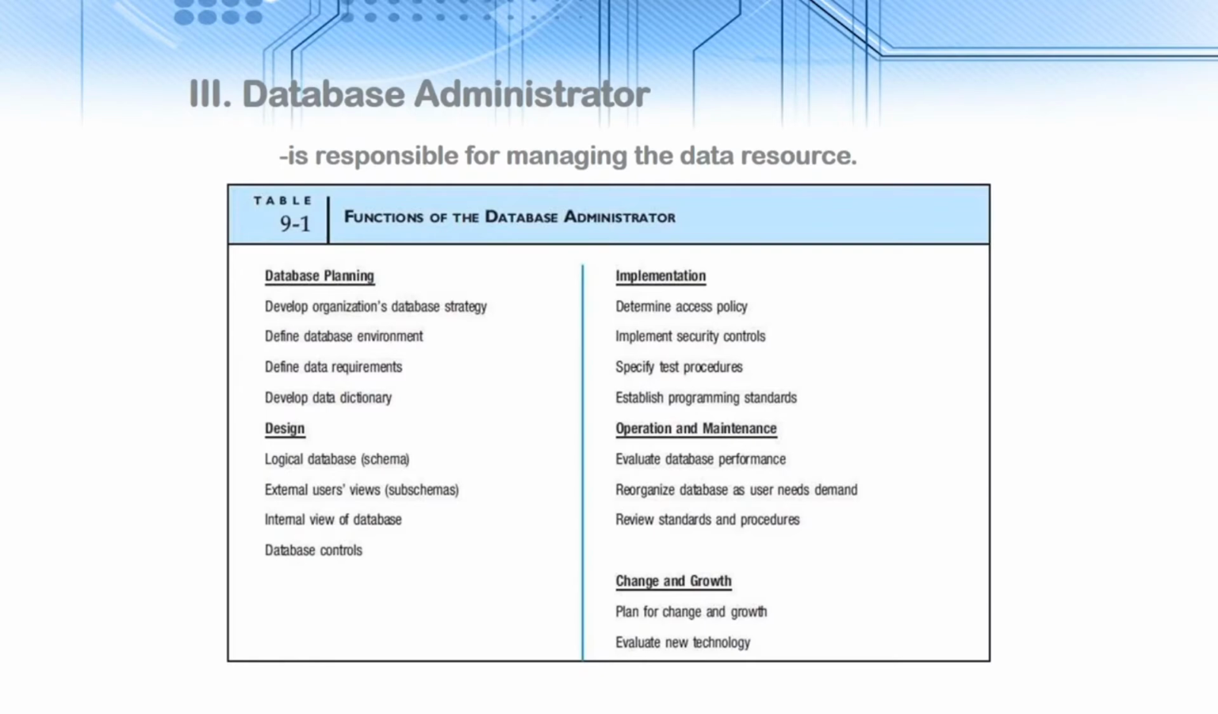Let's now proceed to the third primary element of the database management system, the database administrator. It is responsible for managing the data source. So there are functions of the database administrator. First, they are responsible for database planning. They develop the organization's database strategy, define the database environment, define data requirements, and develop the data dictionary.